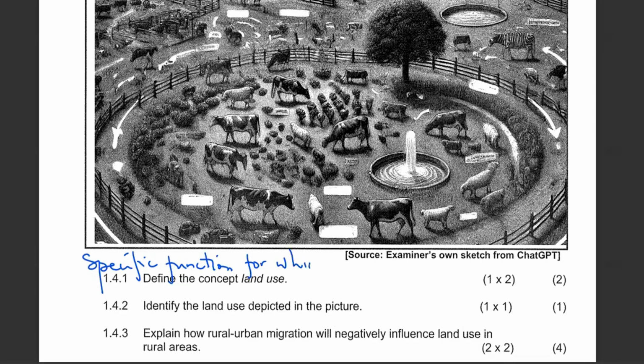When we're looking at land use, we are looking at a specific function for which land is being utilized. Land is used for different purposes or is designated for different functions. So what is the land being used for? What is the major activity that is taking place in that particular geographical space? Are we doing crop farming? Are we doing animal husbandry? Are we doing forestry? Is it an area for mining? That is land use. We are looking at the specific designation or function which is being performed on a specific piece of land. Right, moving on to the next question.